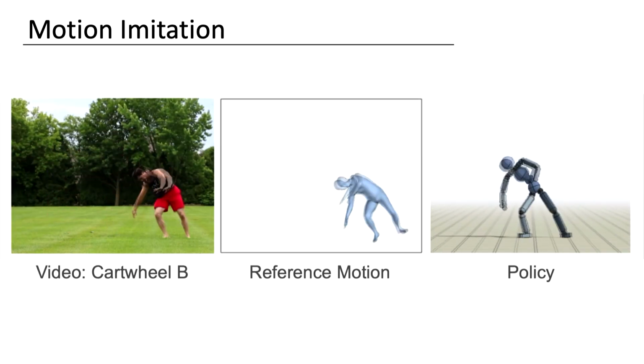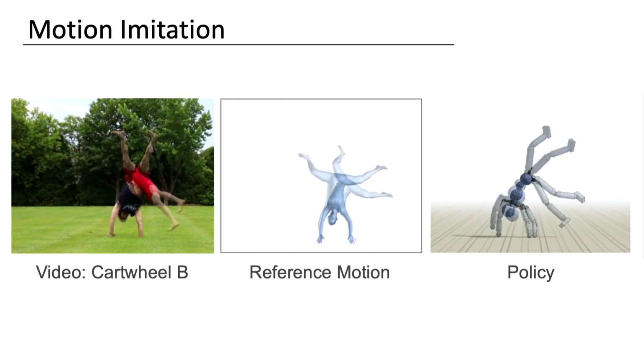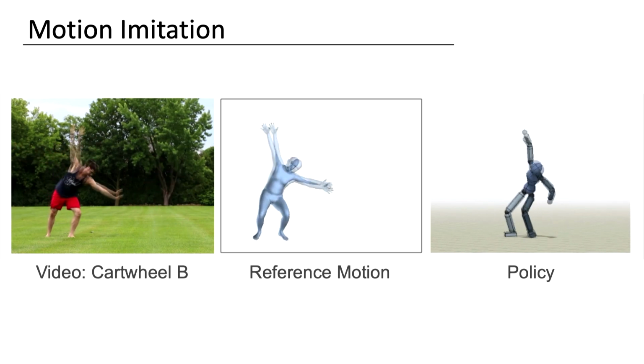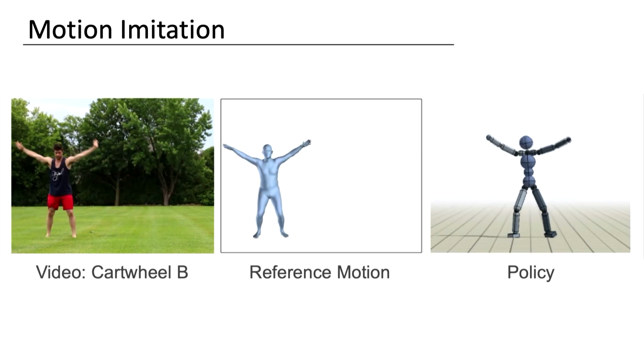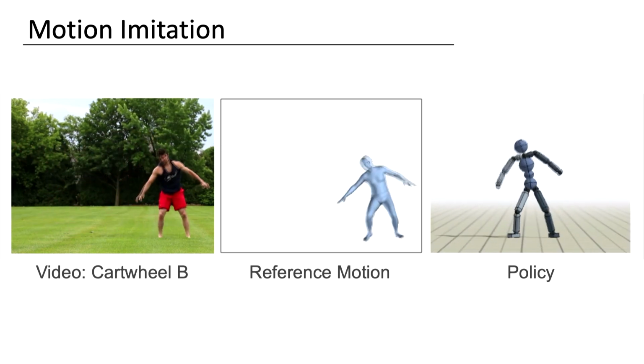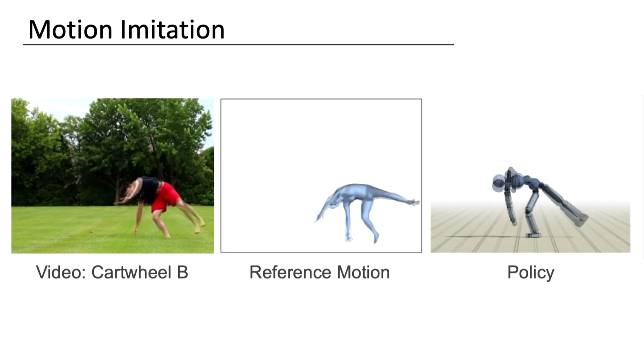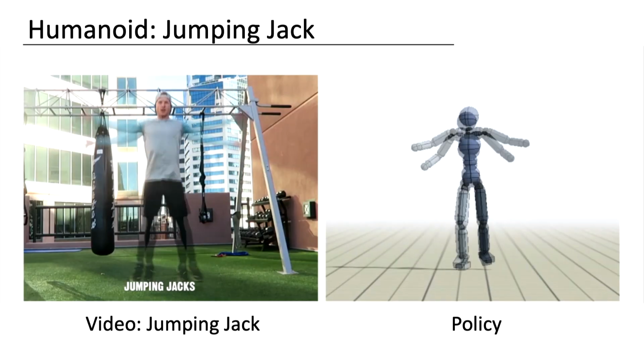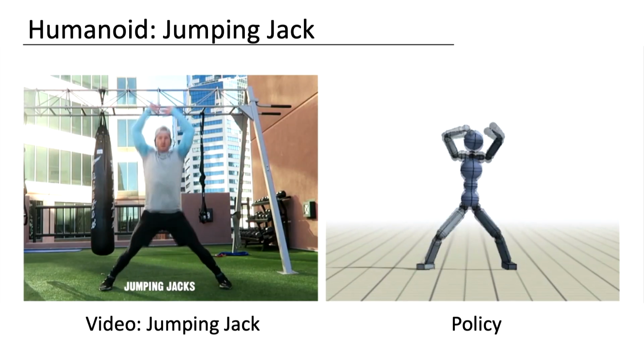So here we have a comparison of the original video clip on the left, the reconstructed reference motion using the pose estimator in the middle. And then on the right, we have a simulated character that was trained to imitate the actor's motion. And in this case, I think it does a very decent job. We can also get the character to do some jumping jacks.